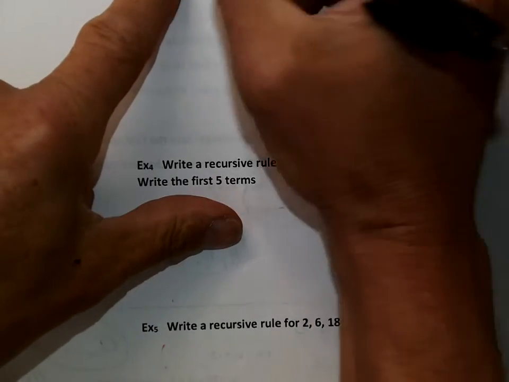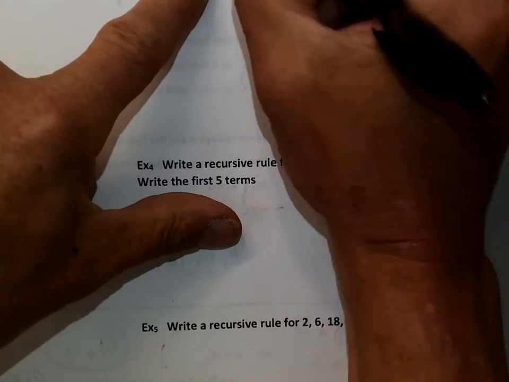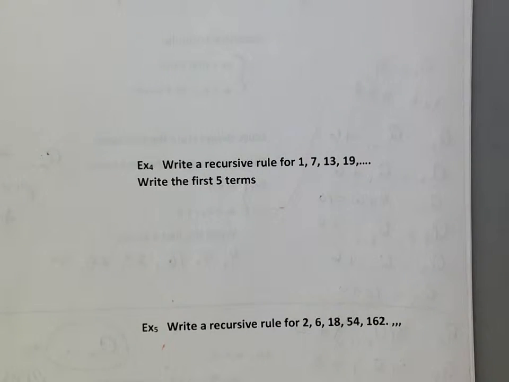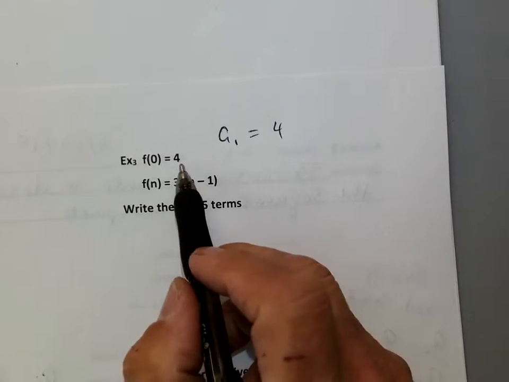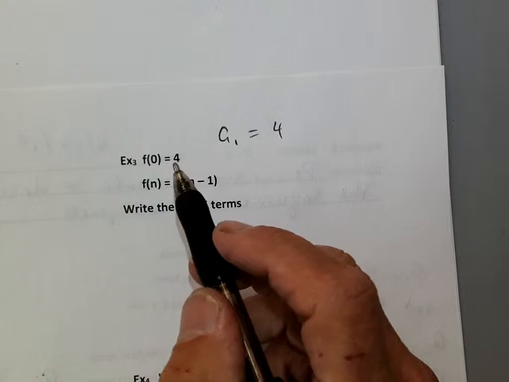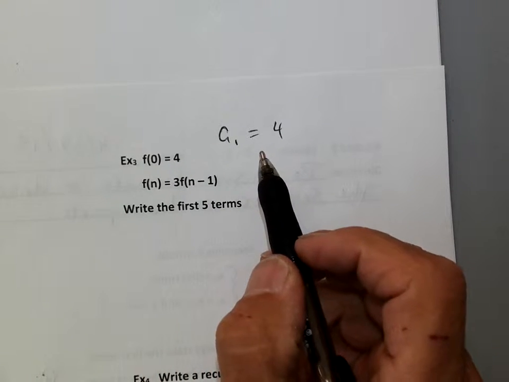F of 0, which really is A1, my first term, is 4. So if I plug in 0, I get 4, but that's my first term. Don't let that confuse you. F of 0 is 4. That's still my first term, because if you plug in 0, you get an answer of 4. Does that make sense?